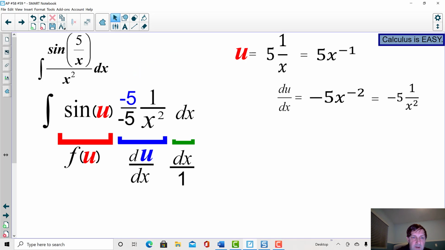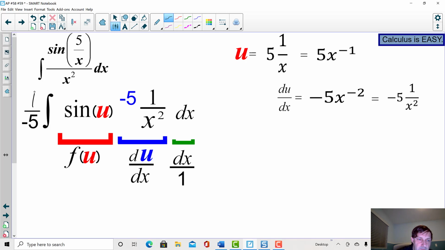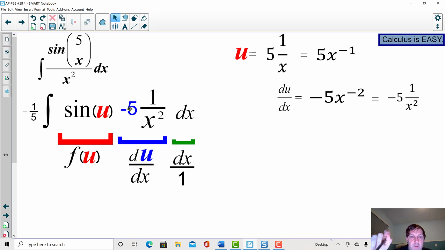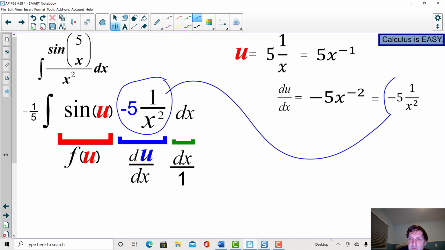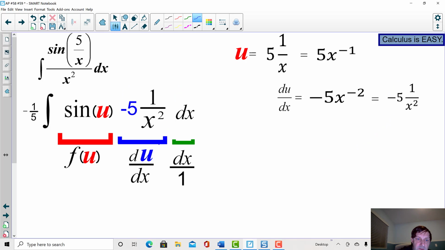And I don't need the negative 5 that's on the bottom, so I'm going to bring it out to the front. That'll be a negative 1/5 in the front. And now I have my negative 5 times 1 over x squared. So if you remember, that's my du dx. And since I have my du dx sitting right next to my dx, I can cancel the dx's, and I'm just going to be left with a du.